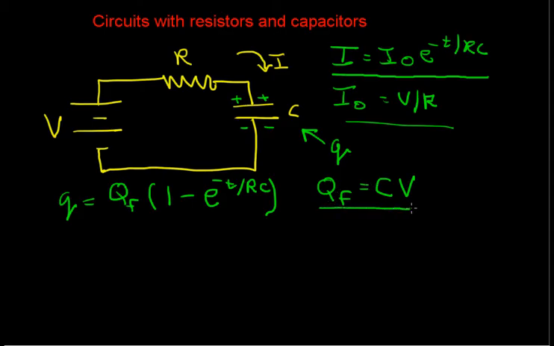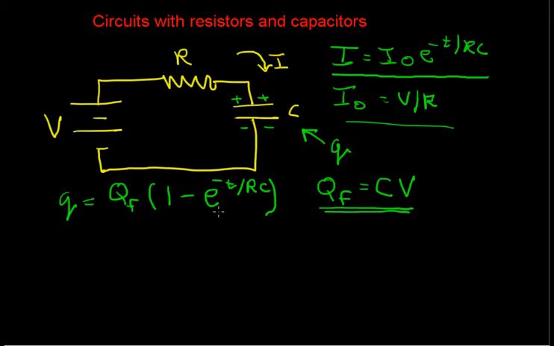If you remember our capacitance equation, it was Q equals CV. And so what this is saying is, as this capacitor charges up, the final charge it gets onto it is just the capacitance times the voltage, because eventually there's no current running and all of the voltage of the battery is across the capacitor, and that's what the charge is.